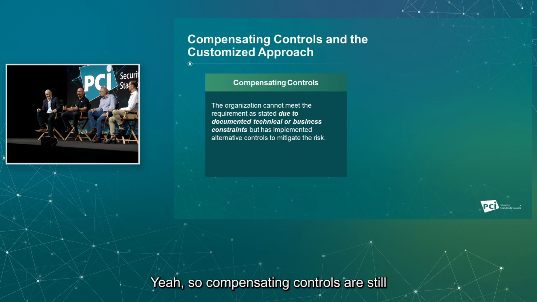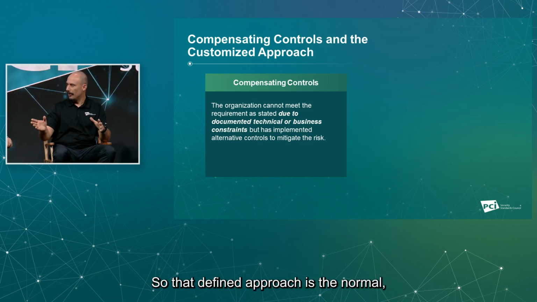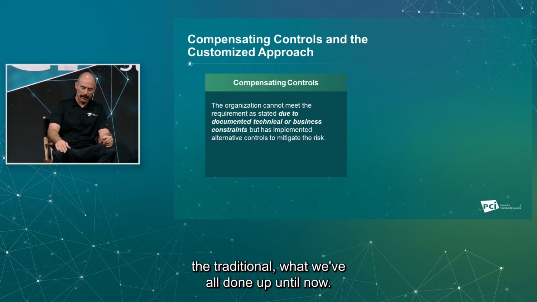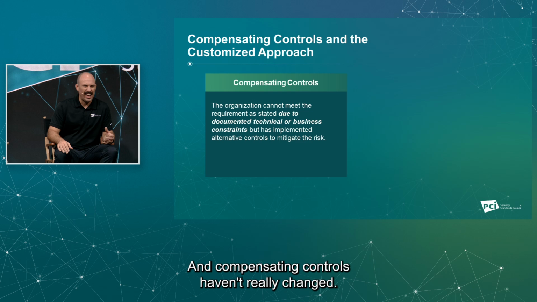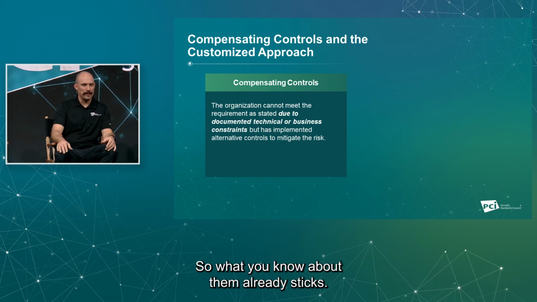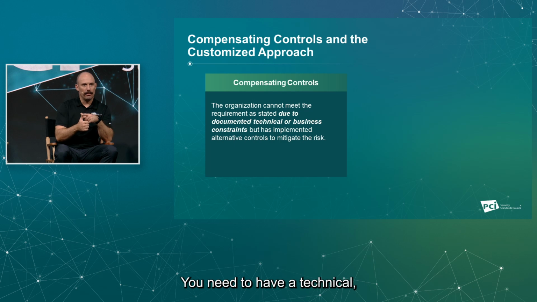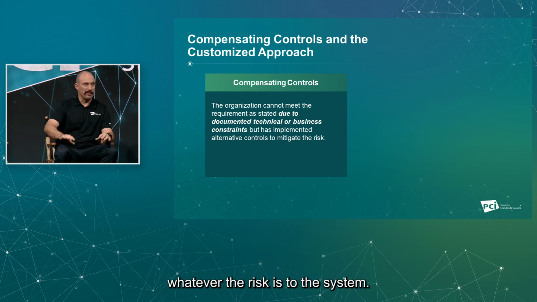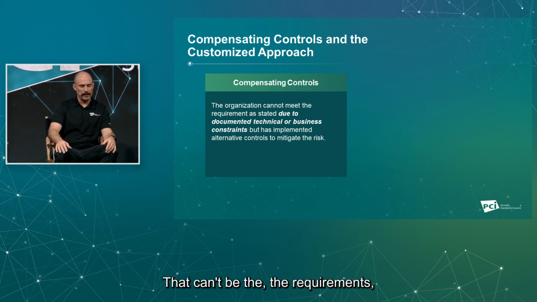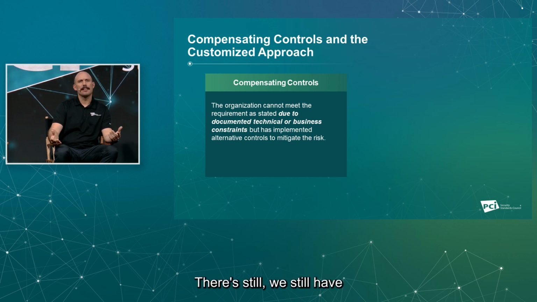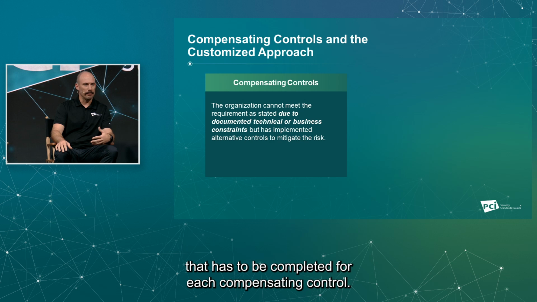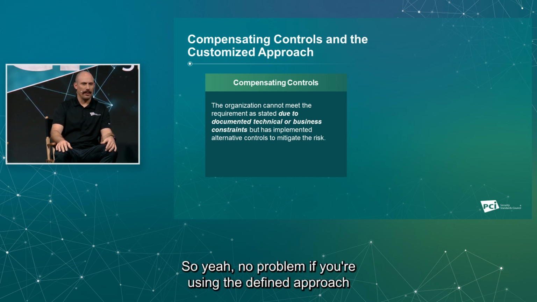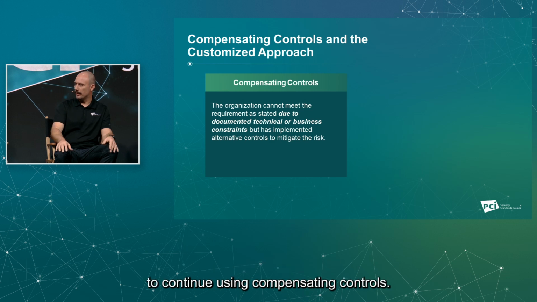Yeah, so compensating controls are still part of version 4 assessments. They go along with the defined approach, the normal, traditional approach we've all used up until now. Compensating controls haven't really changed, so what you know about them already sticks. You need to have a technical or a business constraint that's documented. You need to build a control that mitigates whatever the risk is to the system that can't meet the requirements. We still have the compensating control worksheet that has to be completed for each compensating control. So yeah, no problem if you're using a defined approach to continue using compensating controls.